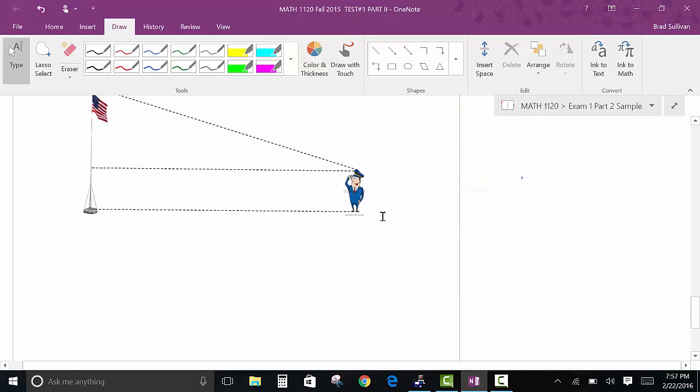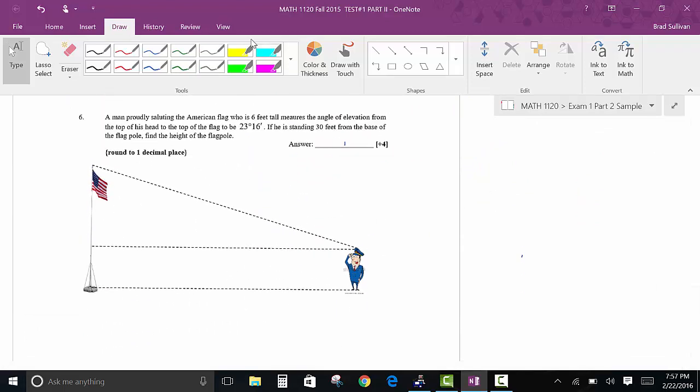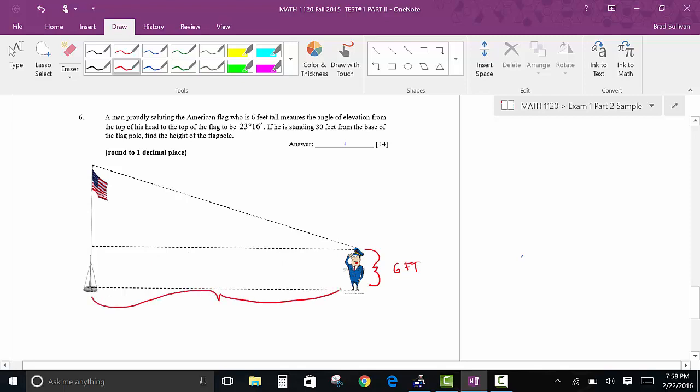Okay, moving on to this next page here. I'm going to look a little bit at this problem. One thing I want you to be able to do is an application of a right triangle. First of all, this says that you have a man who is 6 feet tall, so I'm going to make a little note there that this guy is 6 feet tall. Then it says he is standing 30 feet from the base of the pole, so that part right there is going to be 30 feet. Ultimately we want to find the height of the flagpole, so we're looking at this whole piece right there.